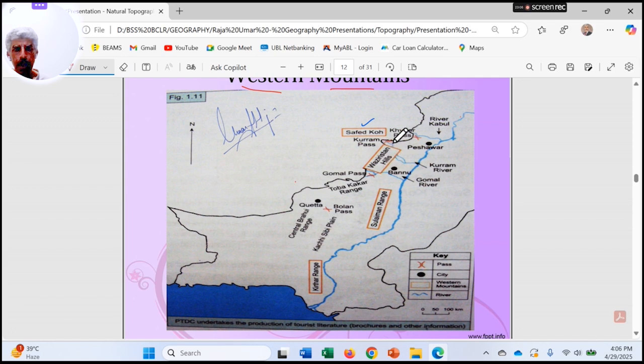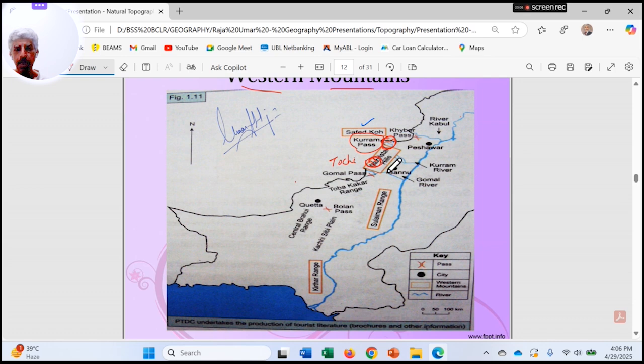Over here you can see that between Safed Ko and Waziristan Hills, you see a pass with the name Kuram Pass. We had the Kuram agency over here previously, but now that is known as District Kuram of former FATA. Now District Kuram is part of Khyber Pakhtunkhwa, right? And just below this Waziristan Hills, we have another pass connecting Pakistan with Afghanistan, that is known as Tochi Pass.